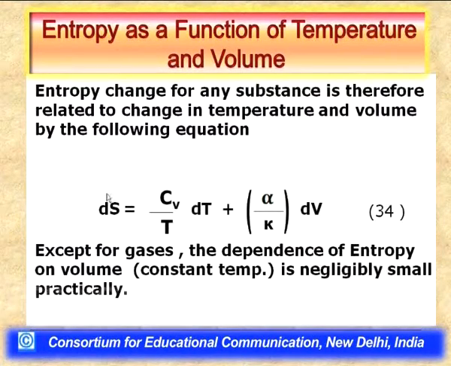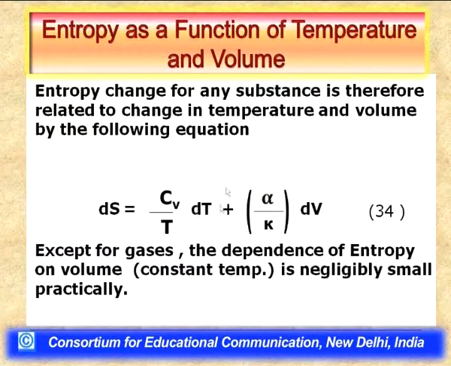So, what we get ultimately is dS, the change in entropy, which is equal to Cv by T dT plus alpha by kappa dV. Now, let us see what Cv is. It is an experimentally determinable quantity. Once we know the nature of the system and the temperature, a state function whose value we can get to know, initial and final temperature.